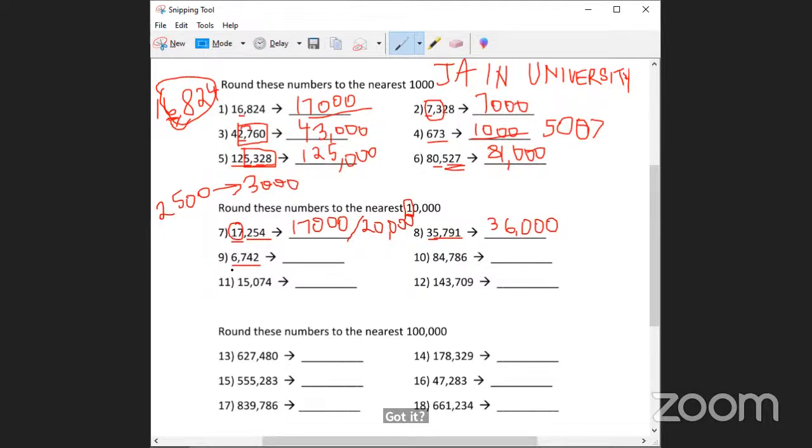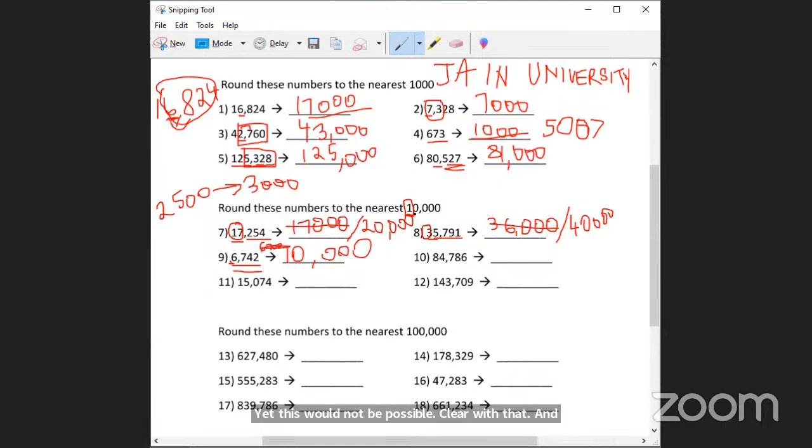Yeah. Next is 6,700 to the nearest of 10,000. So the number which is closer is 10,000 itself. Oh, sorry. Yeah, again, not with 36, since it is round off of nearest 10,000 place. So the answer will be 40,000. So this would not be possible. And over here, this would not be possible. Clear with that? And here, 6,700 not possible because I'm rounding off to the nearest 10,000. So here also I have to change the place of this.